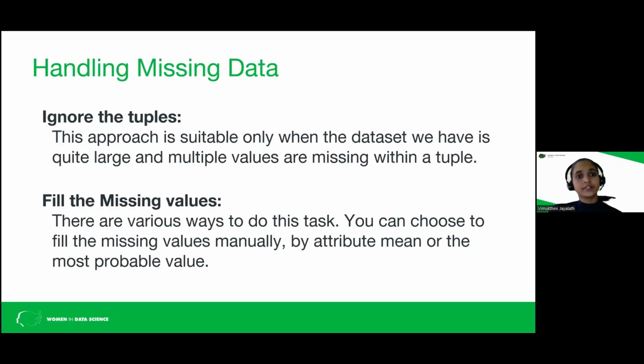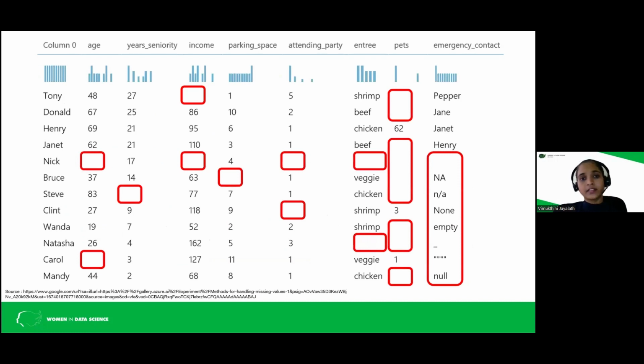Moving on. First, we are going to see how to handle missing data in the data sheet. We have a data sheet here right now, and as you can see, in the pets column, we only have 62, 3, and 1. All the other entries are not there, they're missing. And the red boxes are indicating the missing values.